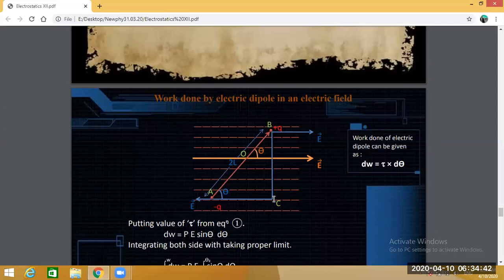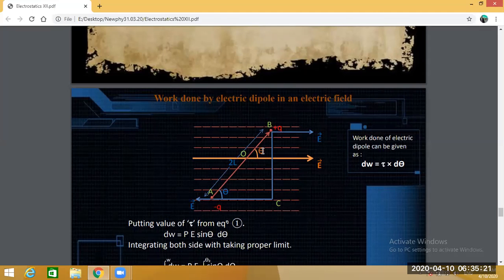So far in the morning session, we have derived the expression for the moment of force or torque when a dipole is placed in a uniform electric field, and the expression of that torque was given by tau equal to P cross E, or tau equal to PE sine theta. Now here we see that at this orientation, this electric dipole will experience a moment of force or torque given as tau equal to PE sine theta.